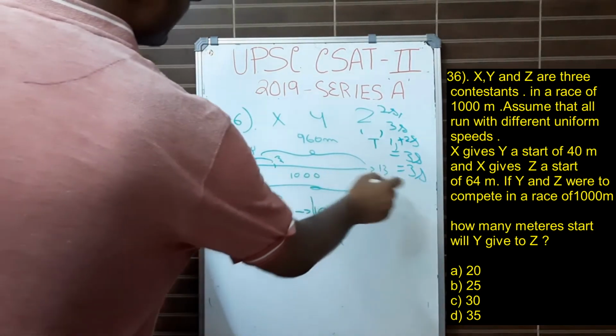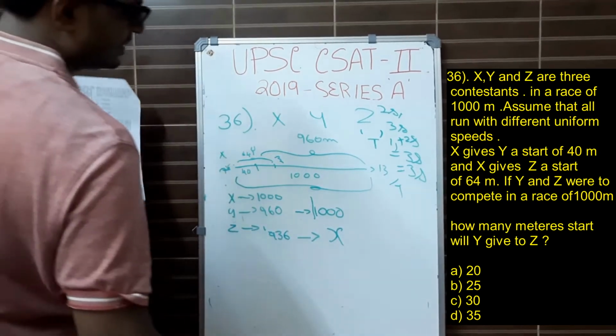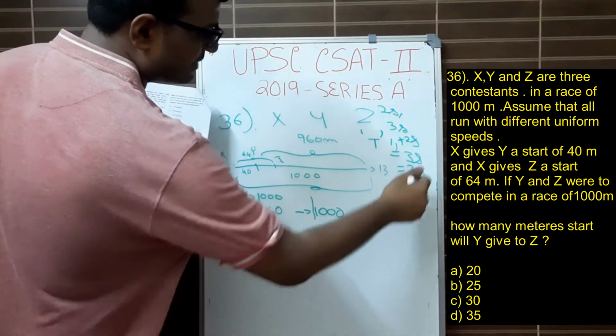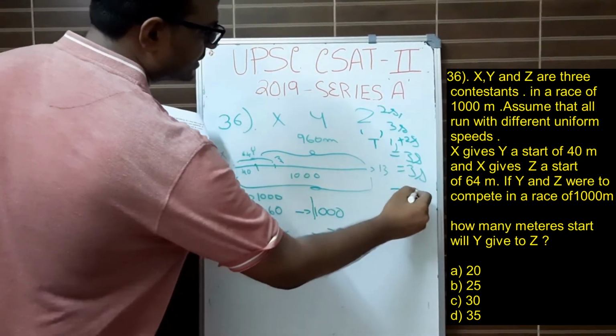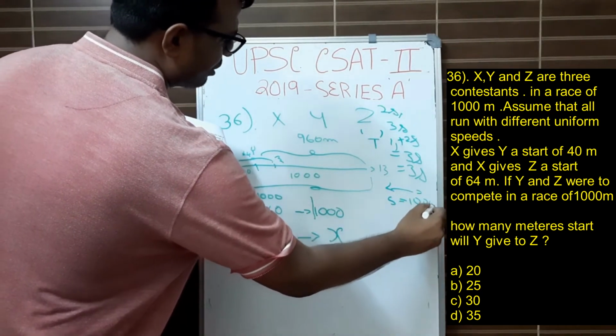So if you see the time taken, both of them have taken 3 seconds to reach their point. And their speed is distance by time, that is 1000 meters by whatever time that is.